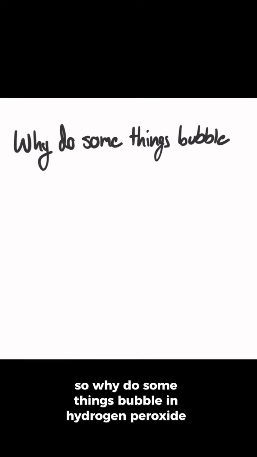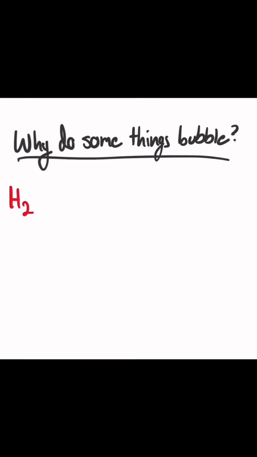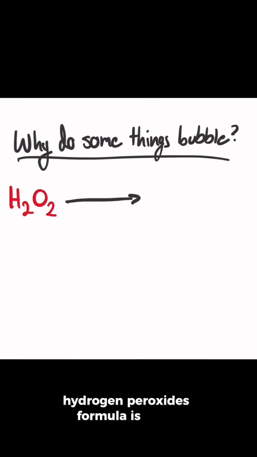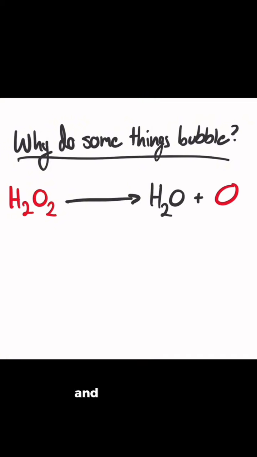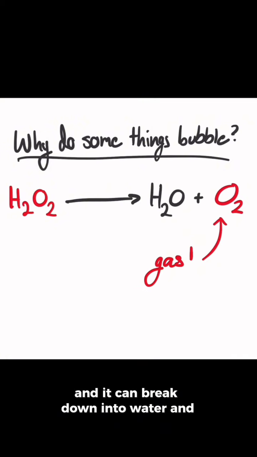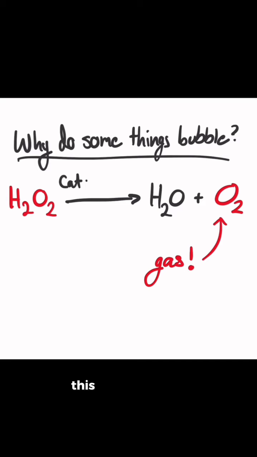So why do some things bubble in hydrogen peroxide while others don't? Hydrogen peroxide's formula is H2O2, and it can break down into water and oxygen. This is a chemical reaction that is catalyzed by an enzyme called catalase, which is present in all living things. Here, you can see how catalase works by breaking hydrogen peroxide down into H2O and oxygen, 2 parts.